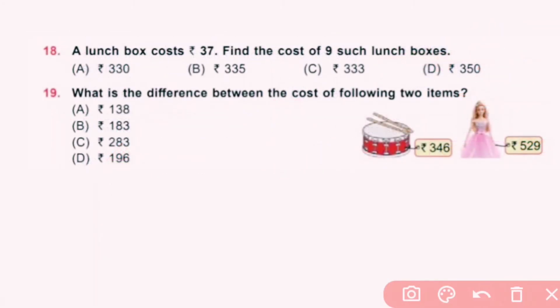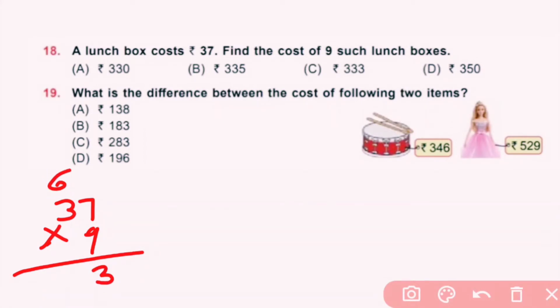Question number 18. A lunch box costs rupees 37. Find the cost of 9 such lunch boxes. Here one lunch box is for 37 rupees. We have to find out the cost of 9 lunch boxes. So 37 into 9. 9 sevens are 63 and 9 threes are 27. 27 plus 6 is 33. So the cost of 9 lunch boxes is 333. Here C is the correct answer.